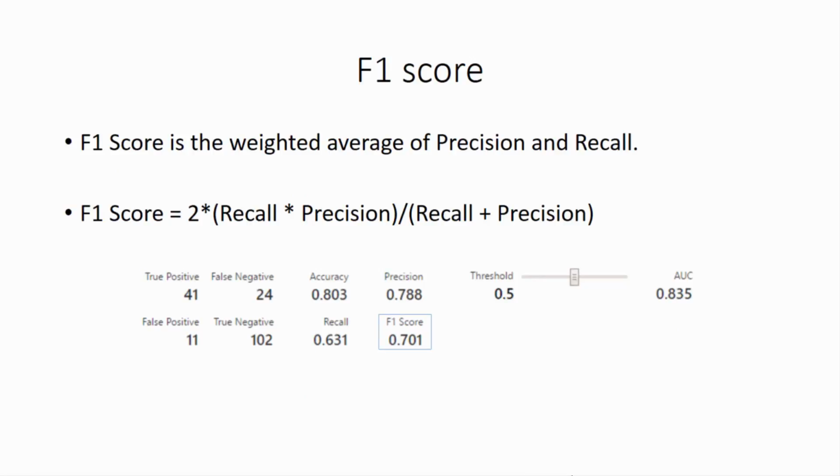Next is F1 score. The F1 score is the weighted average of precision and recall. Therefore, this score takes both false positives and false negatives into account. Intuitively, it is not as easy to understand as accuracy, but F1 score is usually more useful than accuracy, especially if you have uneven class distribution. It works best if false positives and false negatives have similar cost. If the costs of false positives and false negatives are very different, it is better to look at both precision and recall. In our case, the F1 score is 0.701.